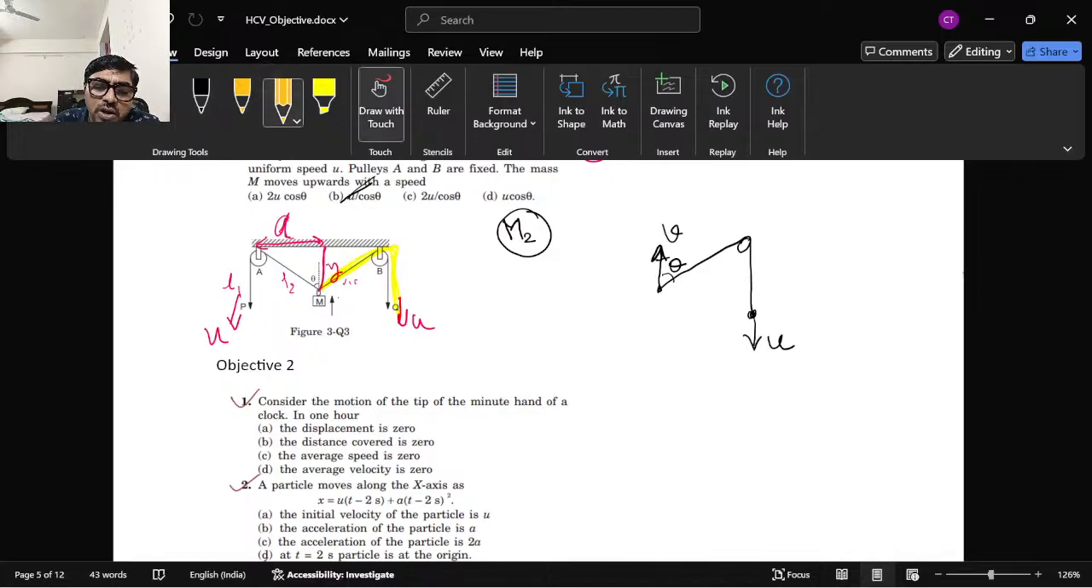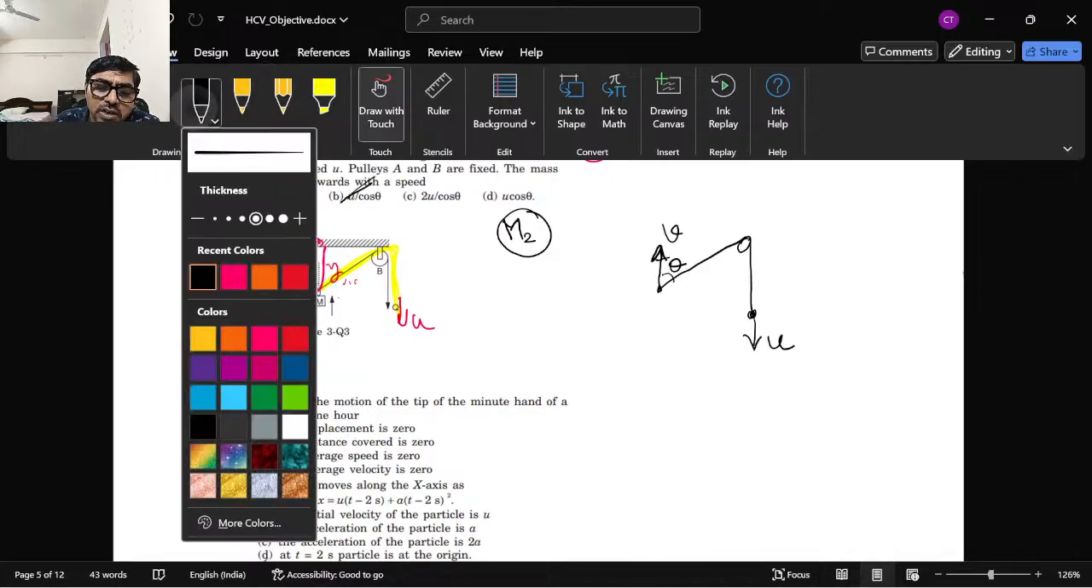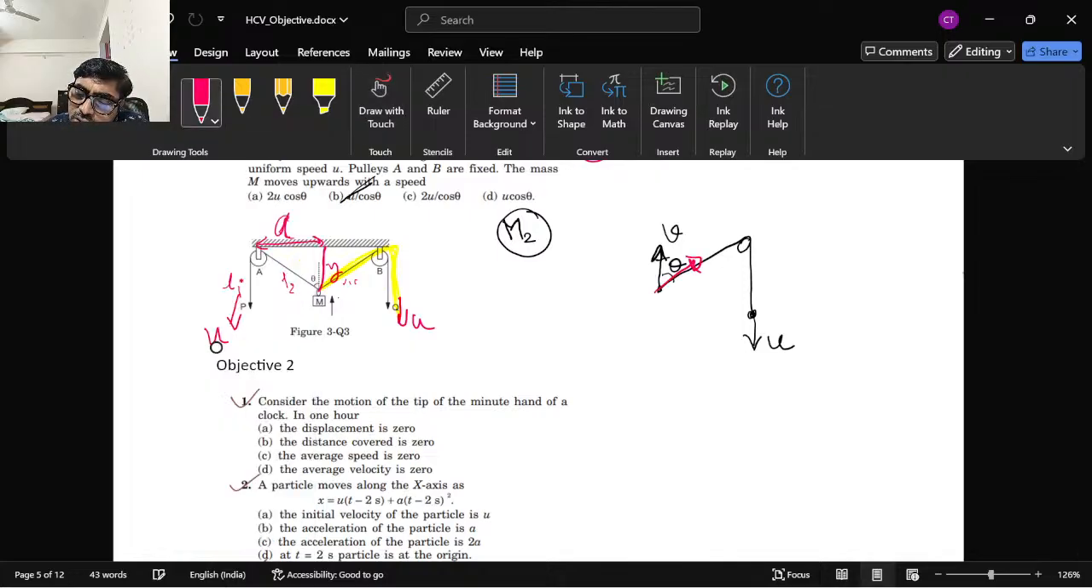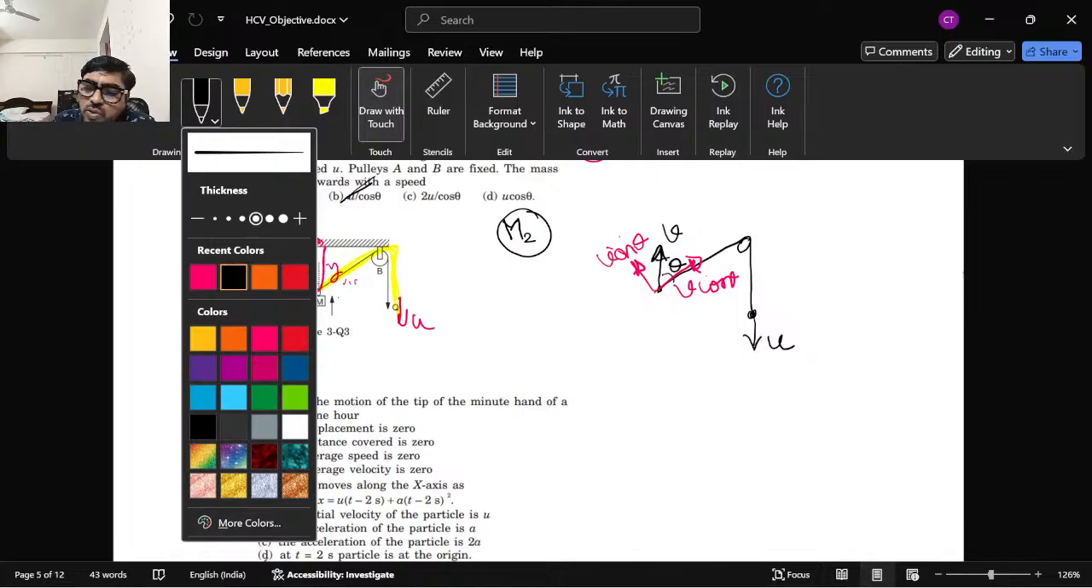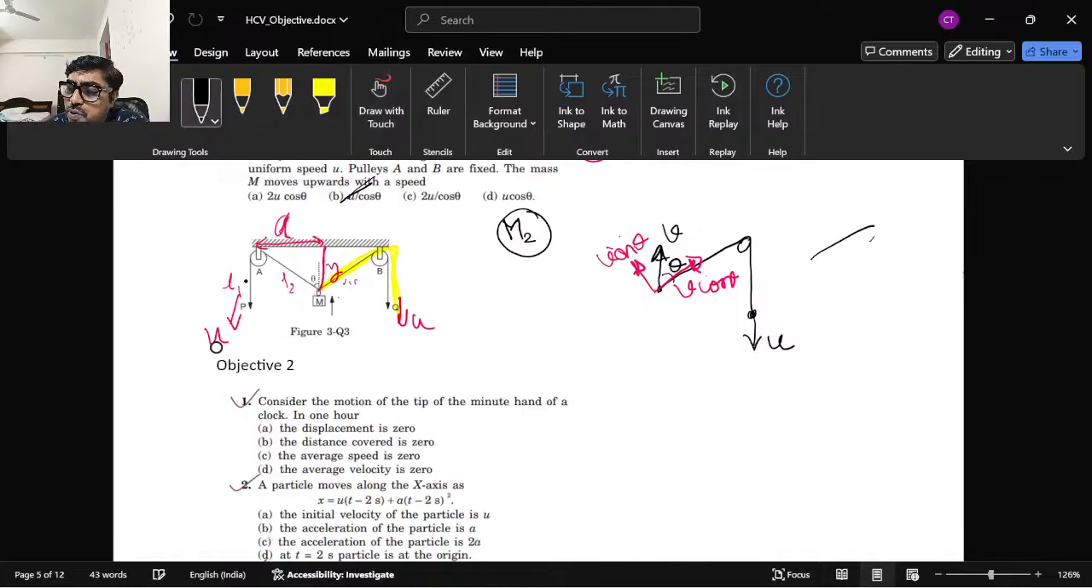Now what we do is resolve the velocities along the string and perpendicular to the string. V cos theta in this direction and V sin theta in this direction. Now focus only on those velocities which are along the string, because only those velocities can change the length of the string. U this side and V cos theta in this direction.